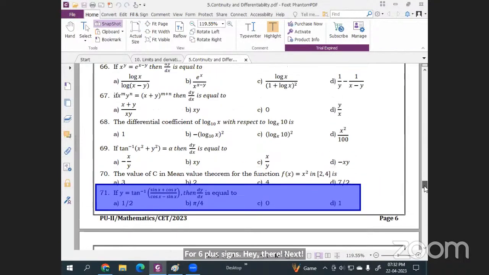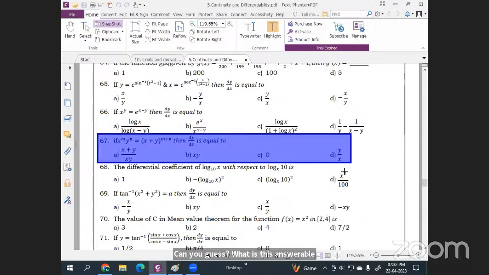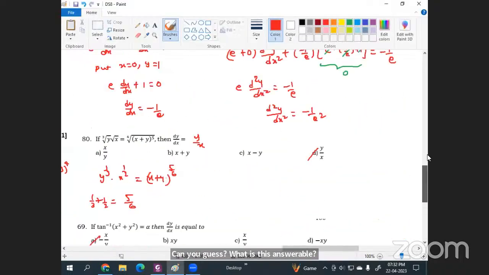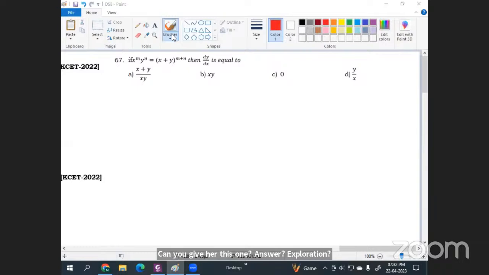Now, can you guess what this answer is? Who can give the answer for this one? Sakshi can give, I think. Sakshi, can you give me the answer for this one? x power m, y power n equal to (x plus y) whole power m plus n divided by x power m, y power n. Right, most of them have given D, right? Very good. So the fourth option is the right option.